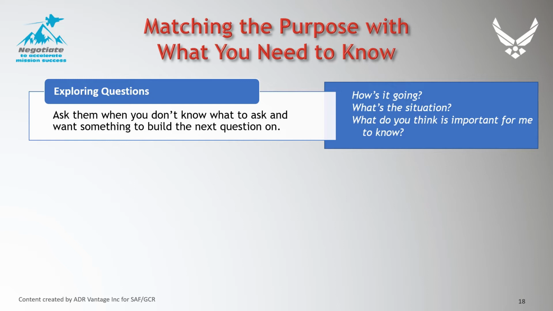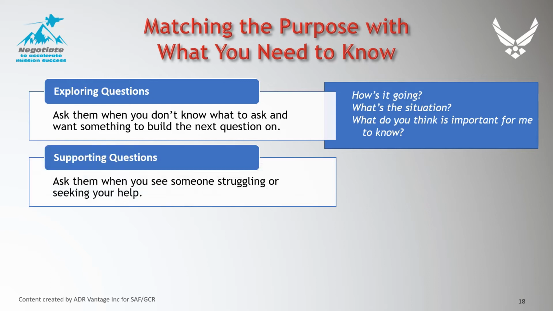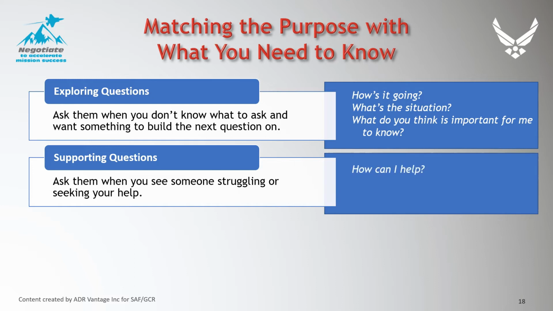The second of the 6 different types of questions are supporting questions, which help us learn how we can help. We ask these kinds of questions when we see someone struggling or seeking our support. Do you remember what the supervisor said in the second version of the example? Right. He said, "How can I help?" What are a few other examples of supporting questions? How would you like me to respond? This is an interesting example. It is both a question of support, but it also helps clarify.